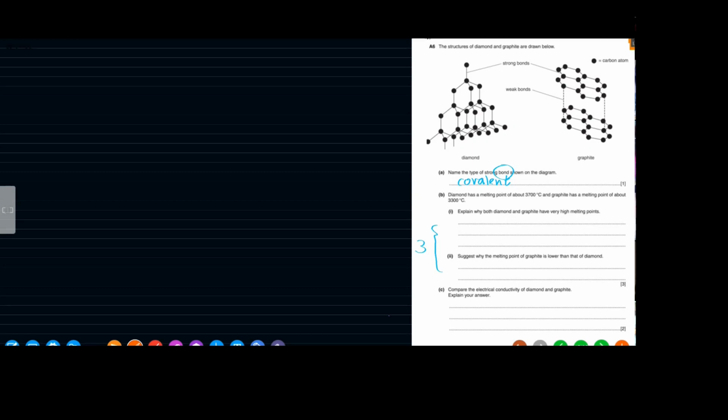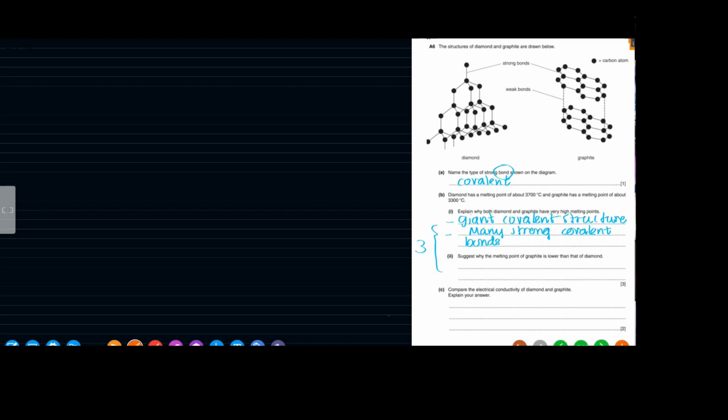You are going to say either of these two statements. One, you can say they form a giant covalent structure. You have to say this. Or you can say there are many strong covalent bonds.